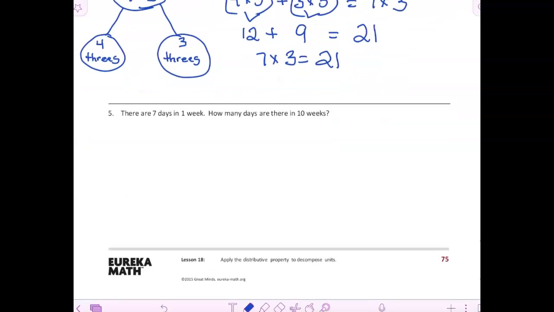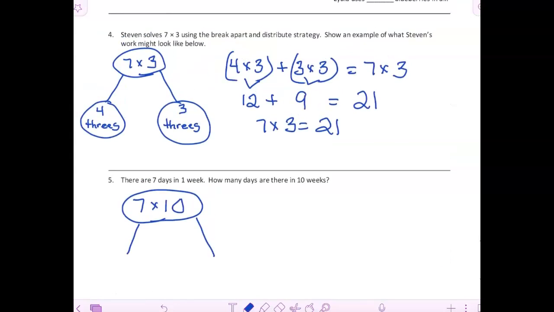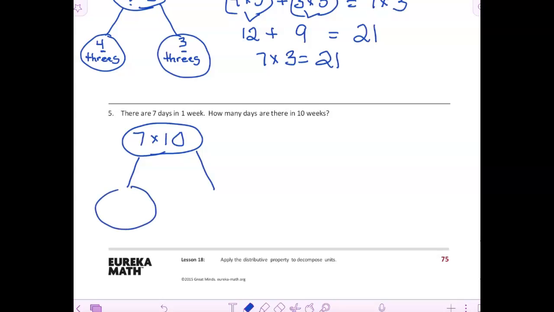Last, boys and girls, let's read number 5. There are 7 days in 1 week. How many days are there in 10 weeks? Okay, so if we know there are 7 days in 1 week, to get the number of days in 10 weeks, we're going to multiply. Notice these are all multiplication problems. Let's break this down. Up here, to break down 7, I used 4 and 3. Down here, I want to show you another example. So I'm going to use 5 tens and 2 tens because 5 plus 2 equals 7.